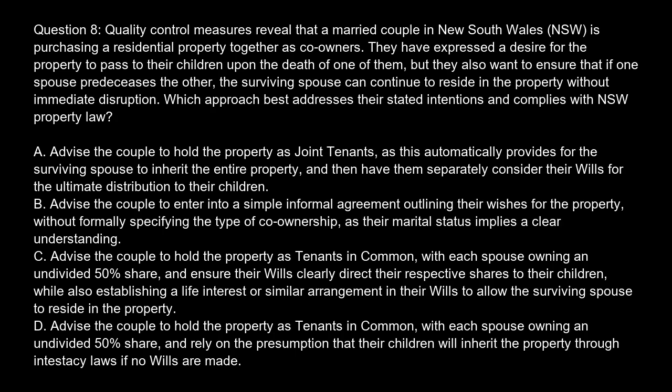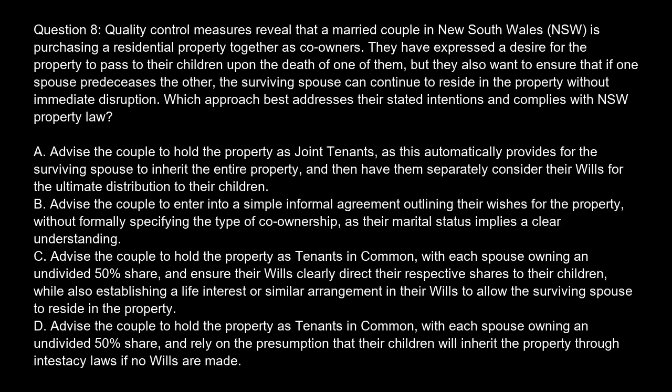Option A. Advise the couple to hold the property as joint tenants, as this automatically provides for the surviving spouse to inherit the entire property, and then have them separately consider their wills for the ultimate distribution to their children. Option B. Advise the couple to enter into a simple informal agreement outlining their wishes for the property, without formally specifying the type of co-ownership, as their marital status implies a clear understanding.